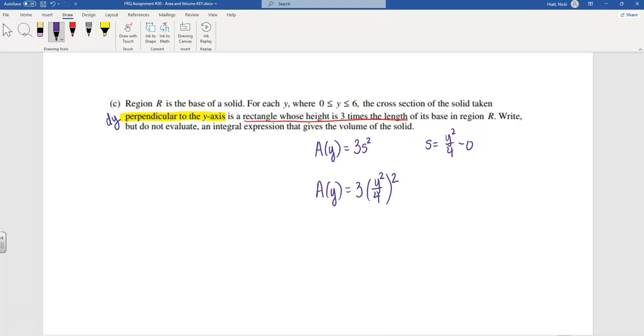Okay, for cross sections, you integrate that area formula, right? So we're going to integrate 3y squared over 4 squared dy. You can distribute that square if you want, but you don't have to solve this, so there's no benefit to it, really. And then we got to think about limits.